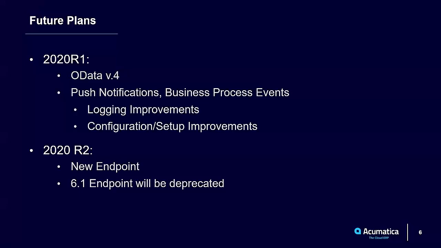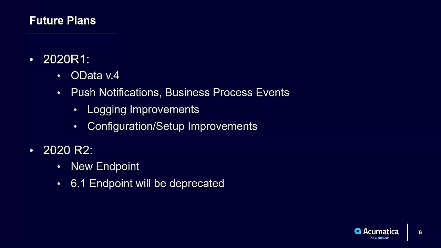Basically, in the background, it creates a generic inquiry, gets all the data and sends the data back. And of course, it caches everything, so the next time it will not compose the same query again. It will just reselect it and send you the new data. So basically, a better way of integrating via OData. Another important thing that we are going to have in Acumatica 2020 R1 is push notifications and business process events improvements. We are going to have logging improvements there.